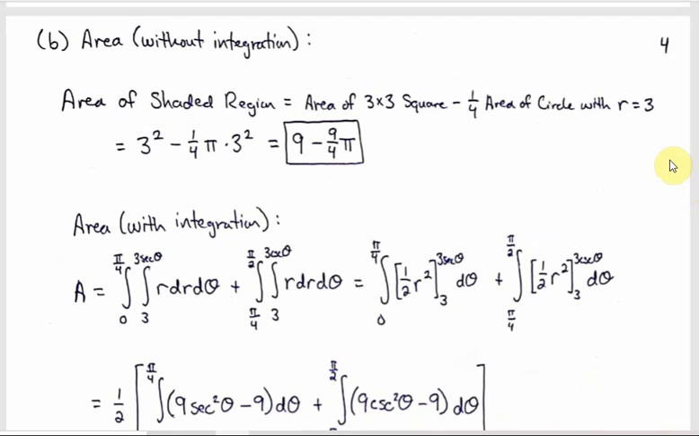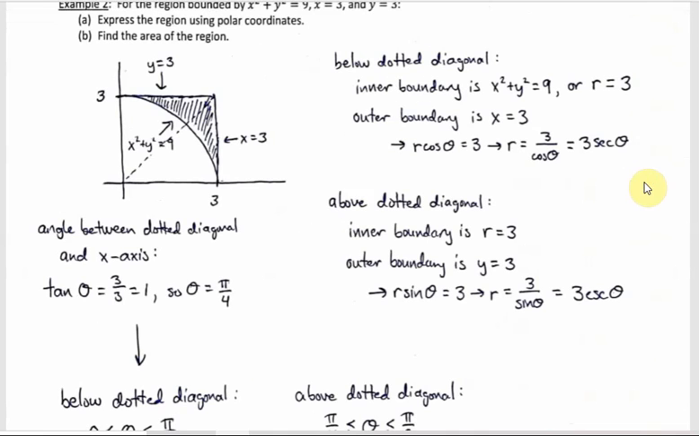Also with this example, I wanted it to be one where we could easily check to make sure that we had the correct area. And this is one where you don't actually have to do the integration to get the area. Because if I scroll back up to where the picture is, this is a square, right? It's a square where each side is 3. And then this unshaded portion of it is 1/4 of a circle of radius 3.